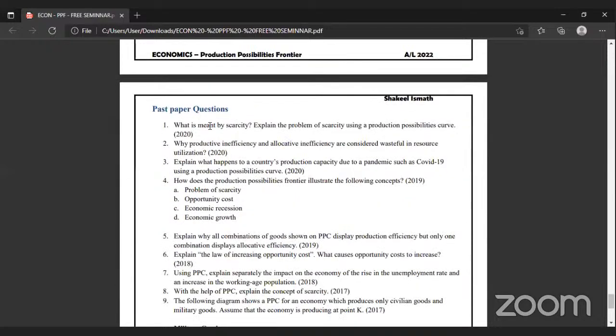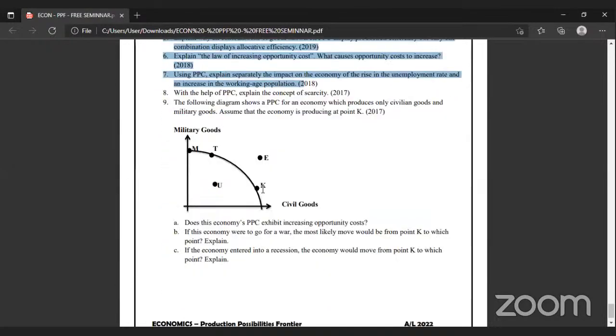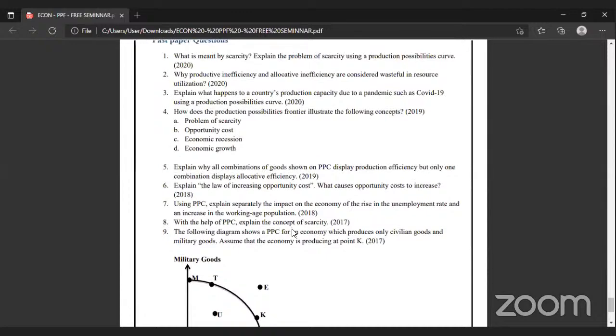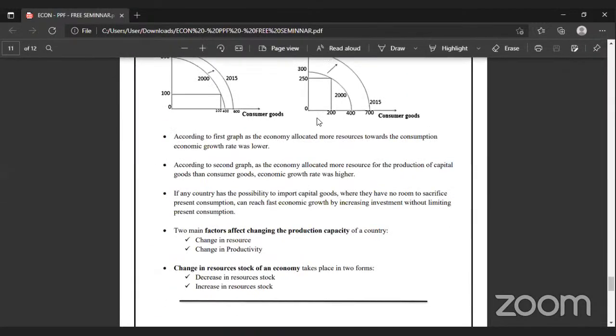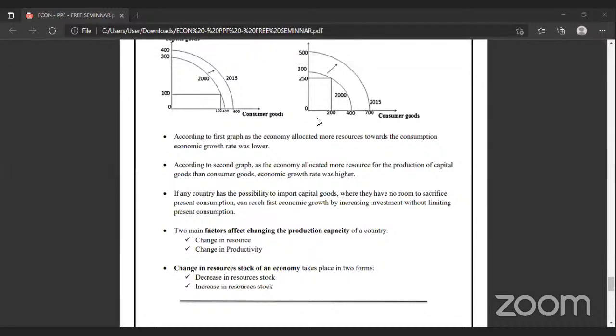And finally, these past paper questions are there for you now, just go through the answers. I think you will be able to answer certain questions. I hope you understood. I don't know whether I was a little bit fast.